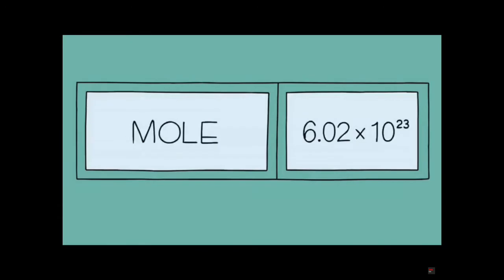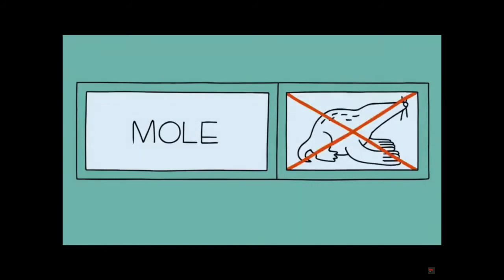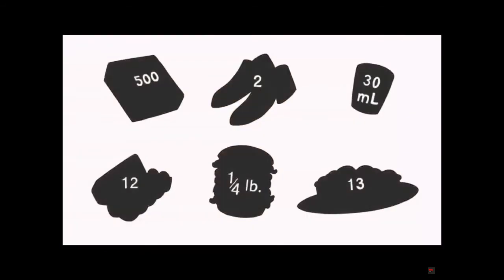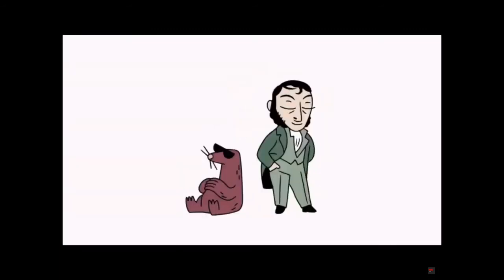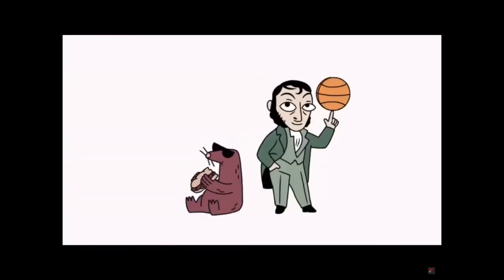Well, a mole is really the same thing. For a chemist, a mole conjures up the number 6.02 times 10 to the 23rd, not a fuzzy little animal. The only difference is that the other quantities are more familiar to us. So there you have it. The story of the mole, Avogadro, basketballs, and how to buy salami at the grocery store.